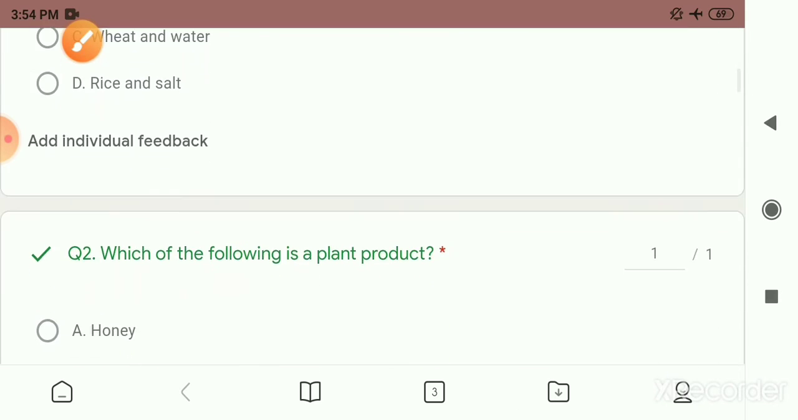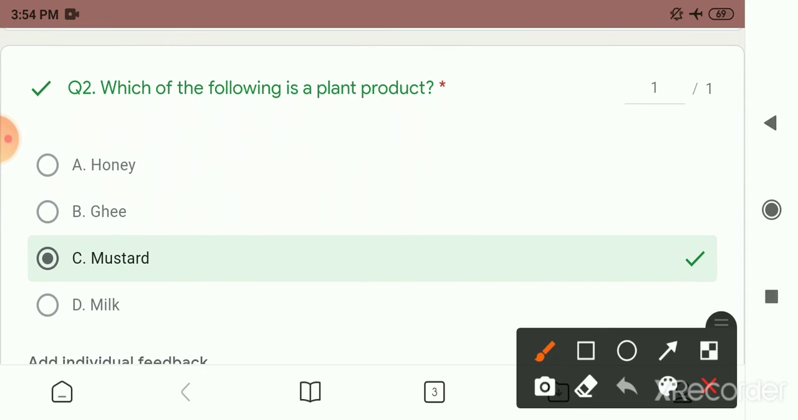The next is second number, which of the following is a plant product? We have to tick mark the plant product. The options given to you are honey, ghee, mustard or milk. So here your answer is option C, that is mustard. Mustard is the plant product. We are getting this from the plants. The rest of the options, that is honey, ghee and milk, are the animal products. So here your answer is option C.